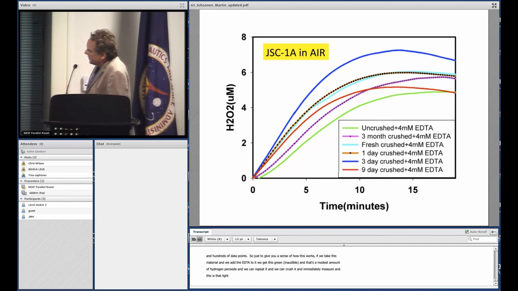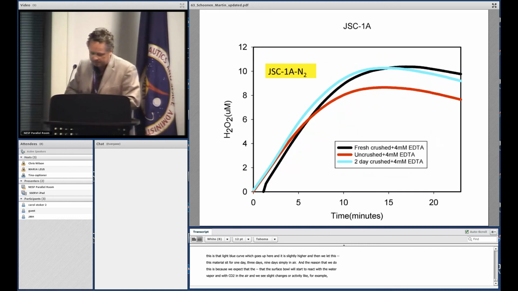Okay, and then we let this material sit for 1 day, 3 days, 9 days simply in air. And the reason that we do this is because we expect that the surface will start to react with the water vapor, with CO2 in the air, and so forth. And we see slight changes in reactivity over, like for example, here is the 9-day curve. It's still higher than the uncrushed material.